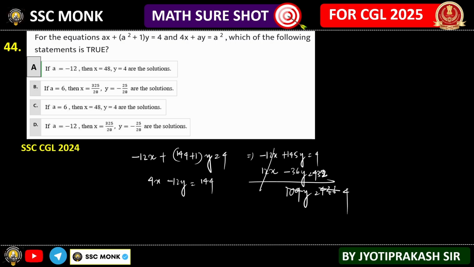Y value is 4. If y is equal to 4, 4x is equal to 144 plus 48, that is equal to 192. So x value is equal to 4 4s are 16, 4 8s are 32, so 48. So the answer: x value 48, y value 4. Answer option A. This way you can check the full question without solving or simplifying the question.